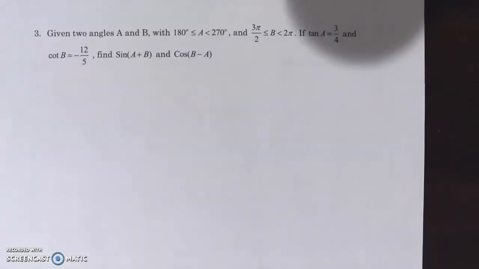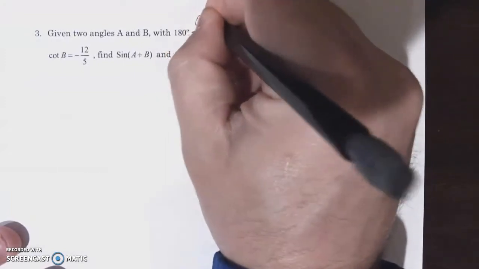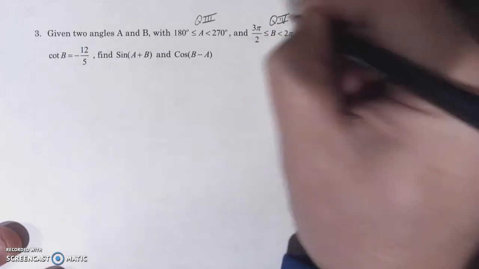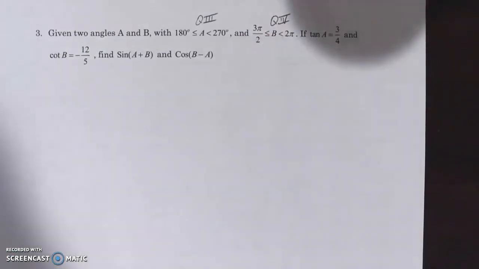Okay. A lot of information here. It says given two angles A and B with 180 degrees less than or equal to A less than 270 and 3 pi over 2 less than or equal to B less than 2 pi. This is just giving us the quadrants that these are in, which will be important. That means A is in quadrant 3 and B is in quadrant 4. We'll see why that's important soon.